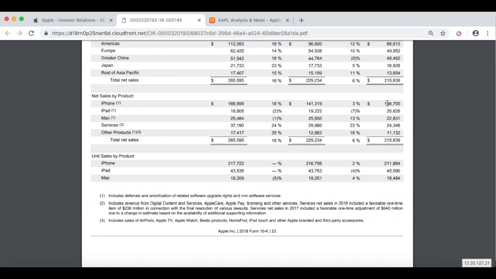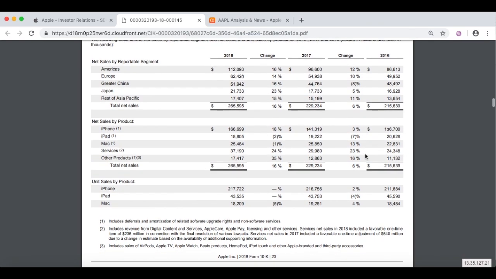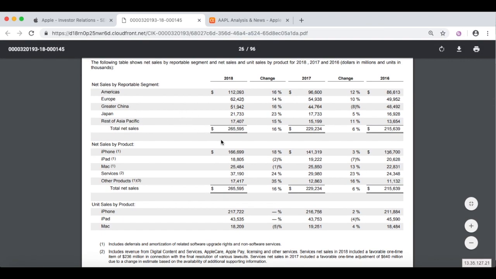We see net sales by product. Here's something that you should be able to analyze when you're looking at this. Something that really should stand out to you is, hey, look at iPhone. It went up 3% this year, but look at this 18%. That's actually pretty good. What happened? Look at this. iPhone sales, this is unit sales. They were the same. So what did Apple do? They raised the price. Okay?